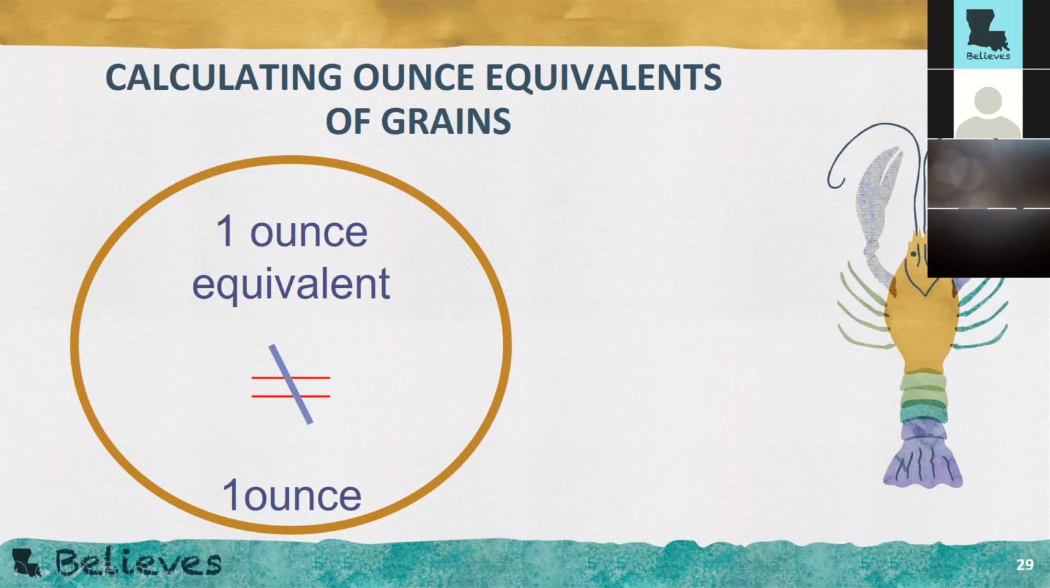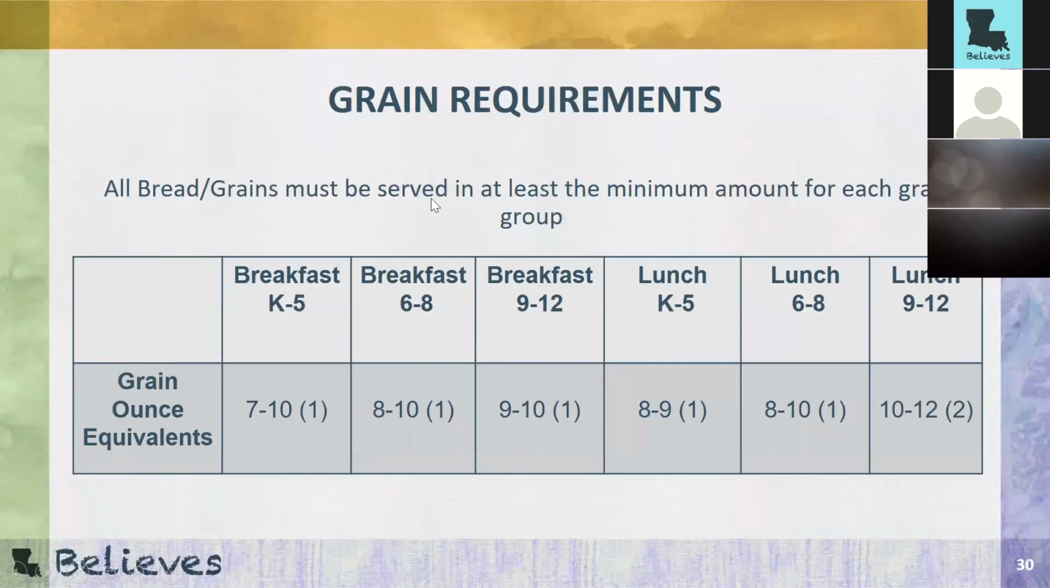Remember, when looking at ounce equivalents, that an ounce equivalent does not necessarily equal 1 ounce. All breads and grains must be served in at least the minimum amount for each grade group.